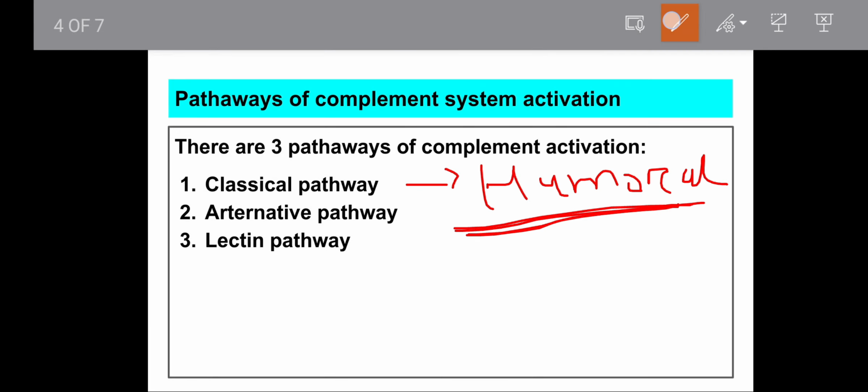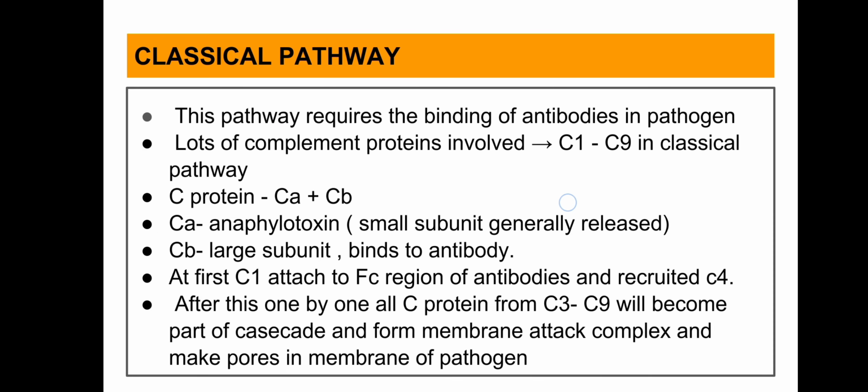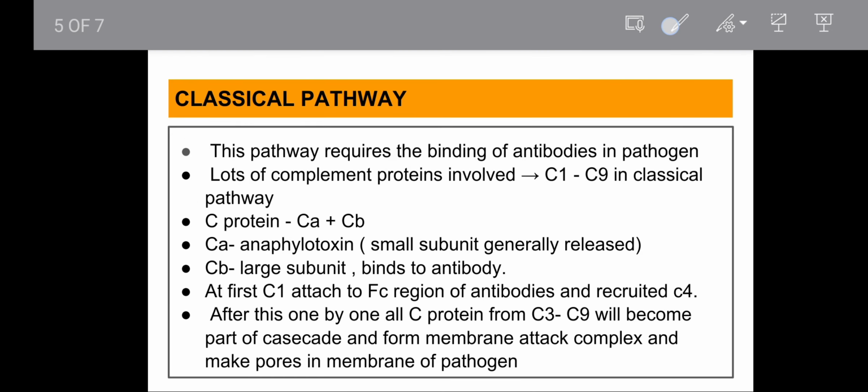So let's discuss the classical pathway. As we discussed in the previous slide, the classical pathway is a humoral mediated pathway, meaning it requires antibodies for its activation. In the classical pathway, there are lots of proteins involved. These proteins are named C proteins. From C1 to C9, nine complement proteins are involved in the classical pathway.